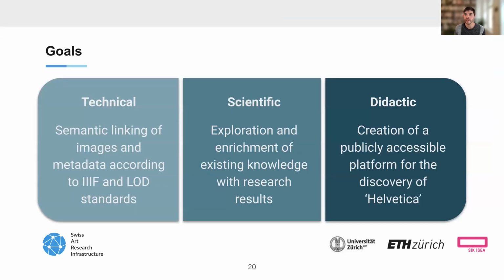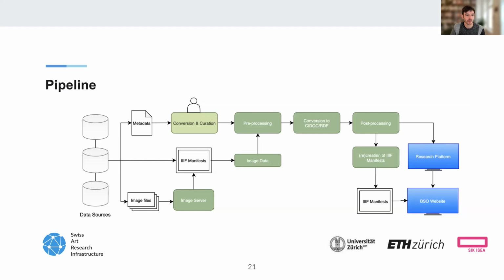And what we want to do is create a knowledge graph of these images, of this data, so we can answer new research questions, but also make this material available for teaching and learning. We already implemented a pipeline. We take the data from all these data sources in different metadata formats, image files, and we convert it into a CIDOC RDF graph. And in between, you see this little human, we link it to entities, to reference data.